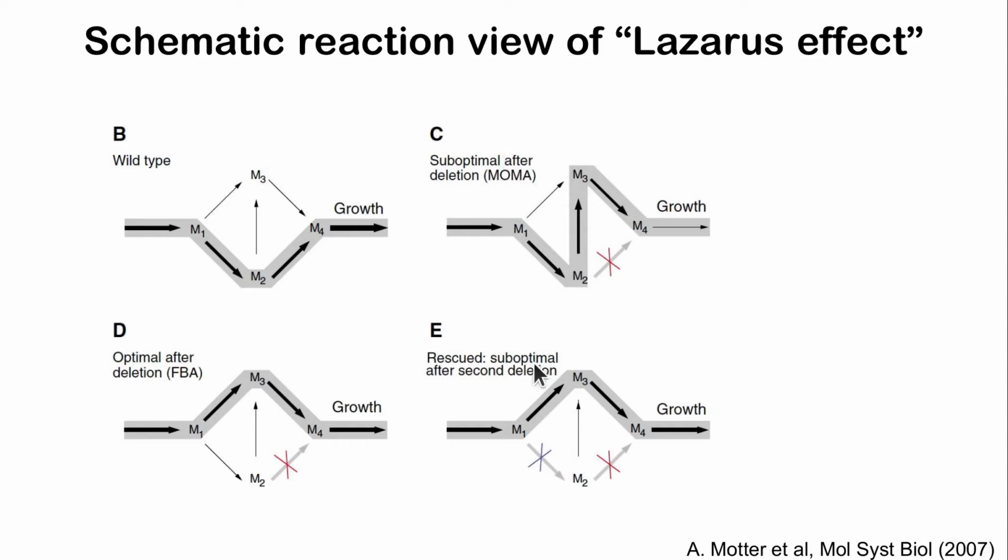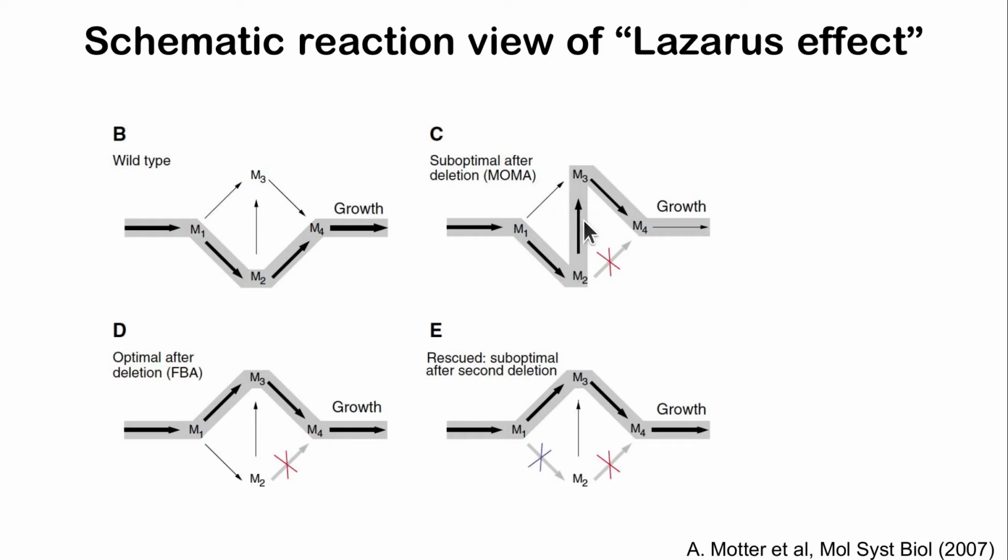Meanwhile, if we were to knock out both of these lower reactions, as we do here, ideally MoMA would want to use this, but we're not letting it do this anymore. Its only choice now is to go through this upper pathway, which certainly is not as efficient as this lower pathway, which it could have used in the wild type, but is substantially more efficient than this middle pathway here.